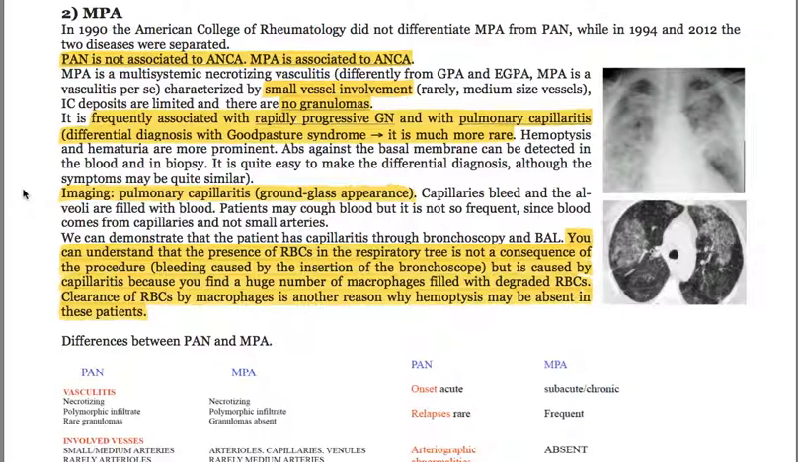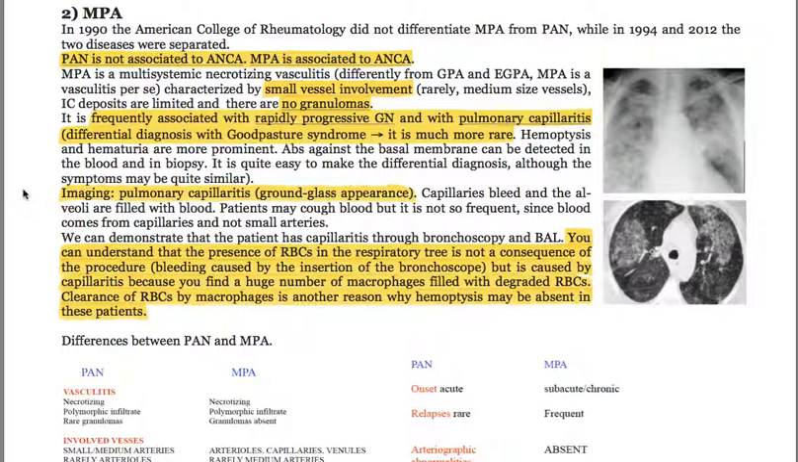At imaging, we have pulmonary capillaritis with a ground glass appearance. Capillaries bleed and the alveoli are filled with blood. Patients may cough blood, but it is not so frequent since blood comes from capillaries and not small arteries. We can demonstrate that the patient has capillaritis through bronchoscopy and bronchoalveolar lavage. You can understand that the presence of red blood cells in the respiratory tree is not a consequence of the procedure, bleeding caused by the insertion of the bronchoscope, but is caused by capillaritis because you find a huge number of macrophages filled with degraded red blood cells.